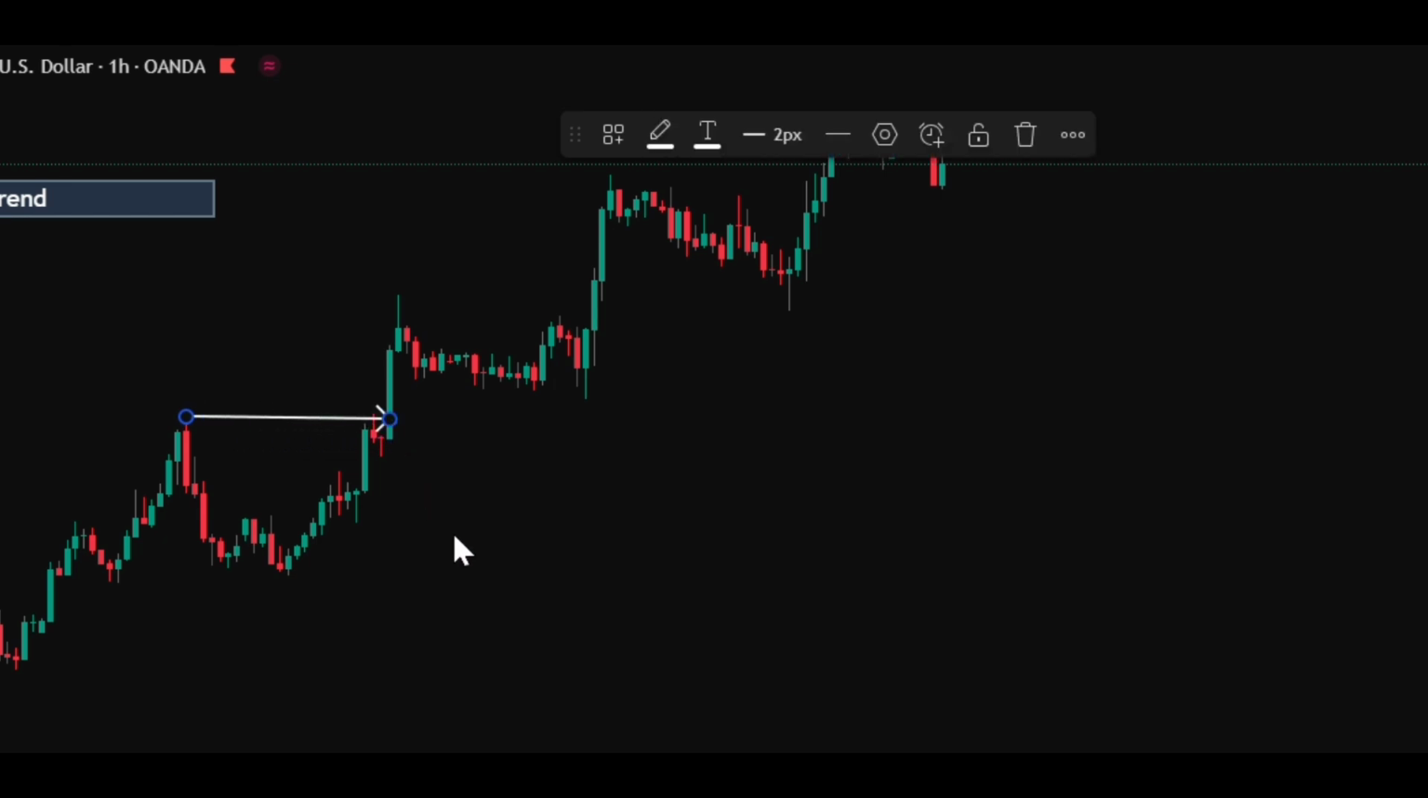If a candle breaks that swing high, then we call this level what? A break of structure, BOS. Break of structure.